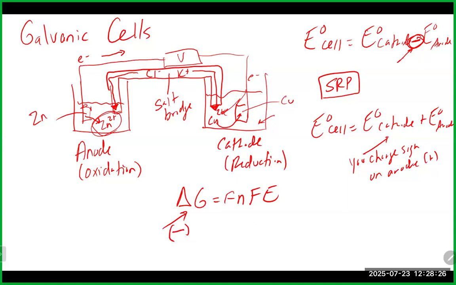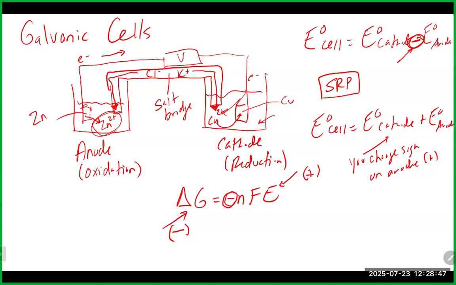And we really achieve a negative delta G by having a positive E of the cell. So a positive E of the cell will give us a negative delta G. F is Faraday's constant, 96,500, and n is the number of moles. And remember, that's the balanced number of moles that really is lost by the one being oxidized and gained by the one being reduced.